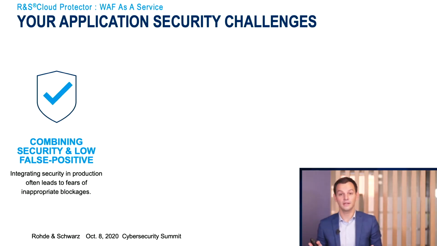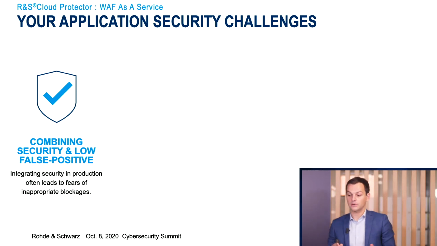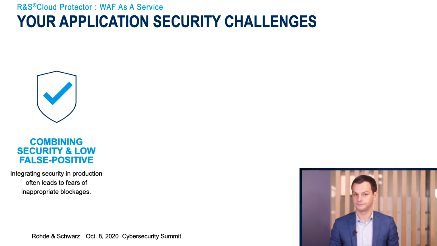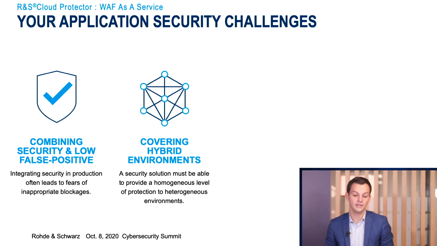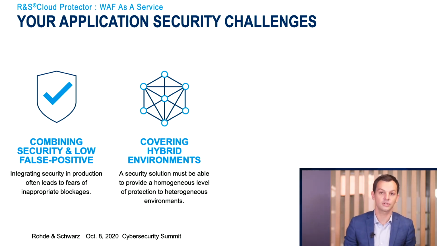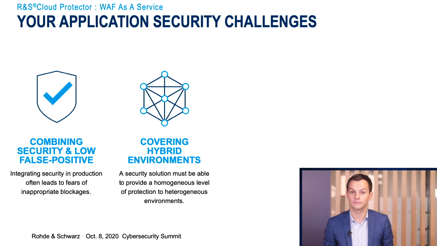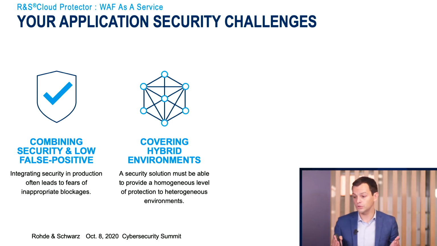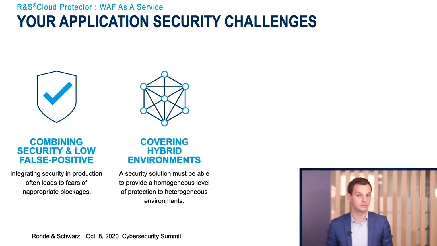So you can find here on this slide the need of combining security and low false positive rates. Integrating security in production often leads to fear of inappropriate blockages. The second point is covering hybrid environments. Indeed, you can have on-premise applications, but also cloud applications and third-party provider applications. So the security solution must be able to provide a homogeneous level of protection to heterogeneous environments.